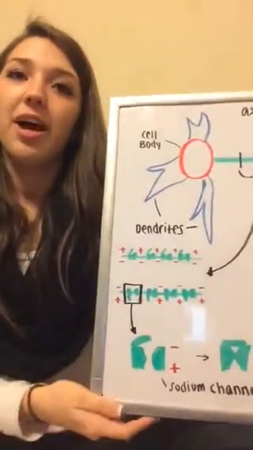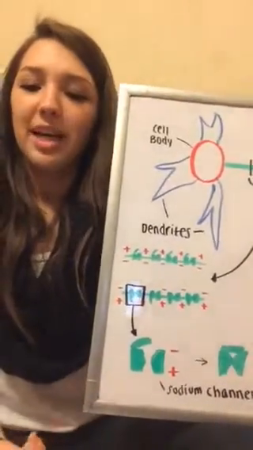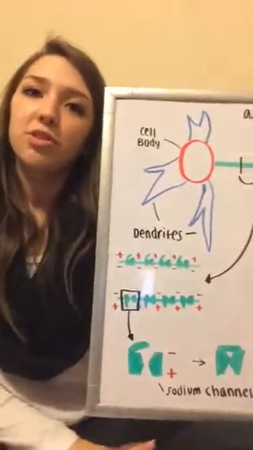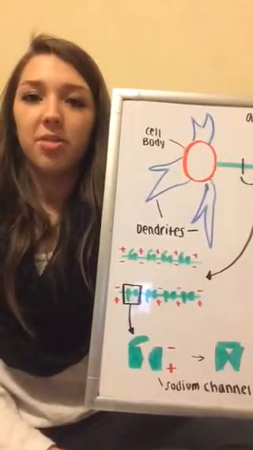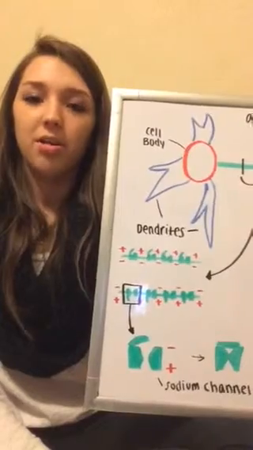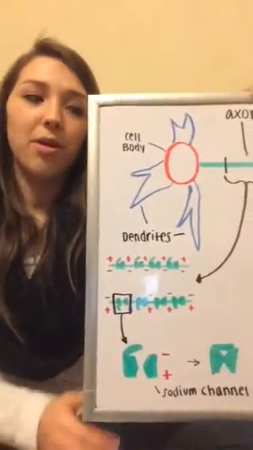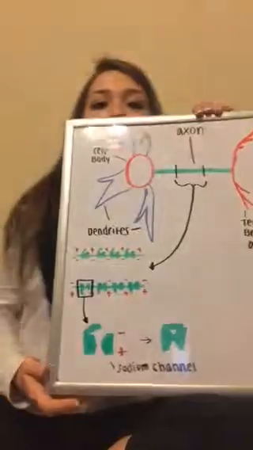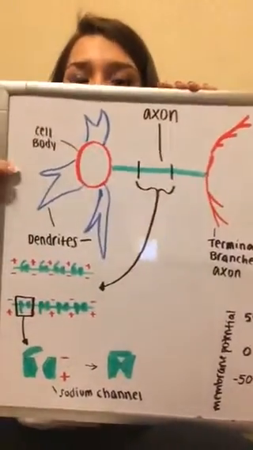I'm going to tell you about action potential. What is action potential? The action potential is the change in electrical potential associated with the passage of an impulse along the membrane of a nerve or a muscle cell. This is a nerve cell.